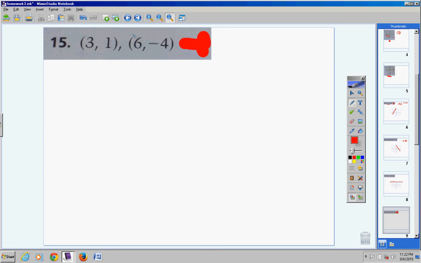Numbers 15 through 23. There's 6 of these. We're going to find the slope using our formula, y minus y over x minus x, because these are not graphed lines. So, here we go. Let me copy this real quick so I have this to use again. And here we go.